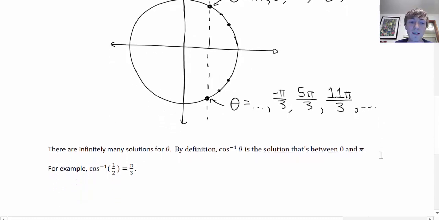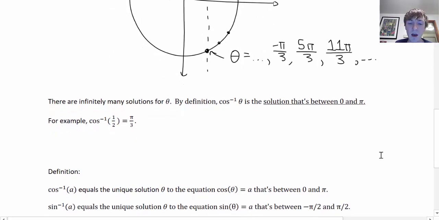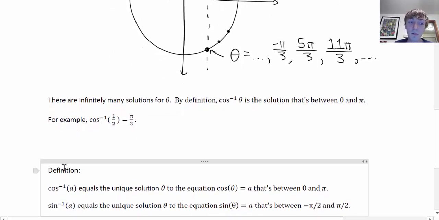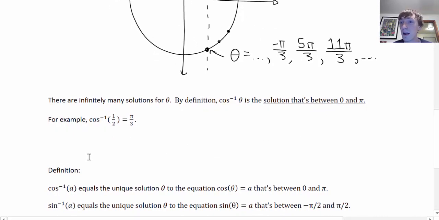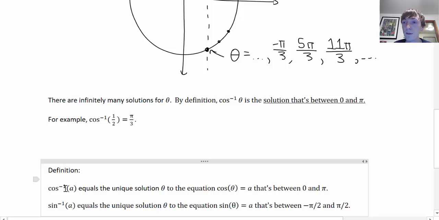All right, it's pretty similar for sine inverse. So here are the actual formal definitions, and this would be a great thing to write down. Cosine inverse of, let's say, A equals the unique solution theta to the equation cosine of theta equals A. That's getting at the idea again that inverse functions flip things around. But I pick the solution that's between 0 and pi. And there's always going to be exactly 1, as long as I'm plugging in a number between -1 and 1, which I'm calling the domain of inverse cosine.